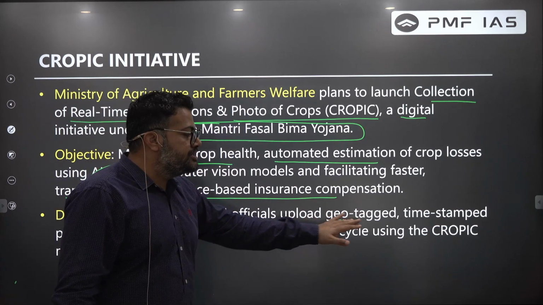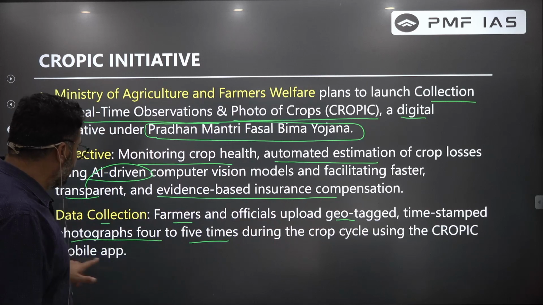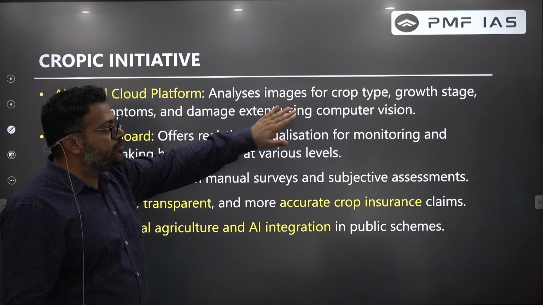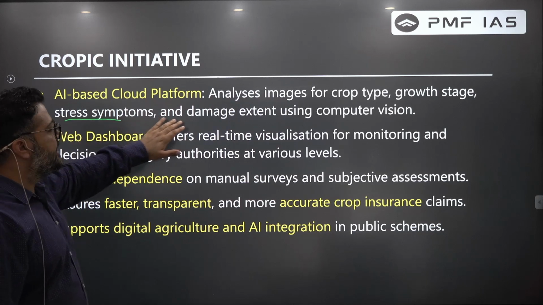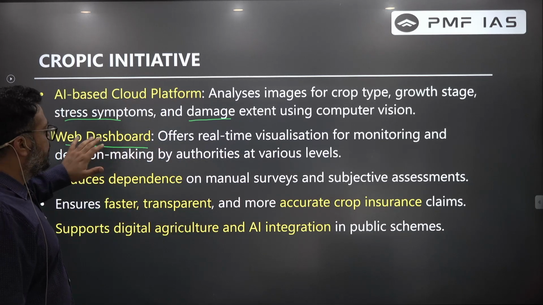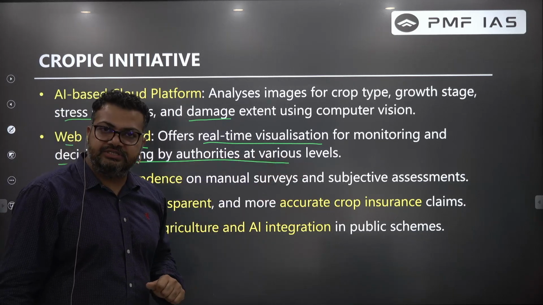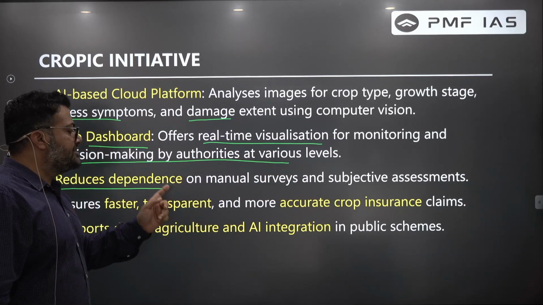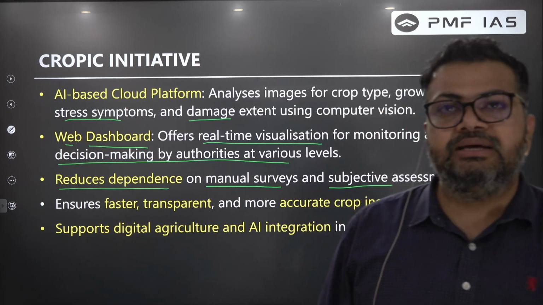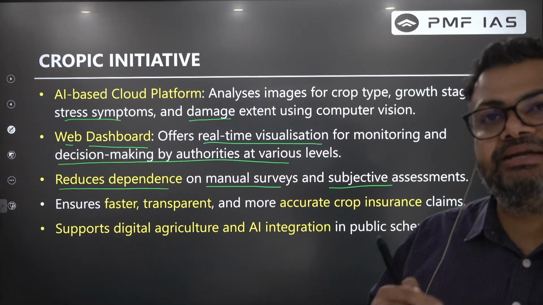Farmers and officials upload the geotagged, time stamped photographs 4 to 5 times during the crop cycle using the CROPIC mobile app. An AI based cloud platform then analyzes these images for the crop type, for the growth stage, for the stress component and damage extent using computer vision. A web dashboard is then going to offer real time visualization for monitoring as well as decision making by authorities at various levels. And then it also reduces the dependency on manual surveys and subjective assessment, which helps us in providing all these compensations much faster, because manual surveys of a large region may take a very long time.